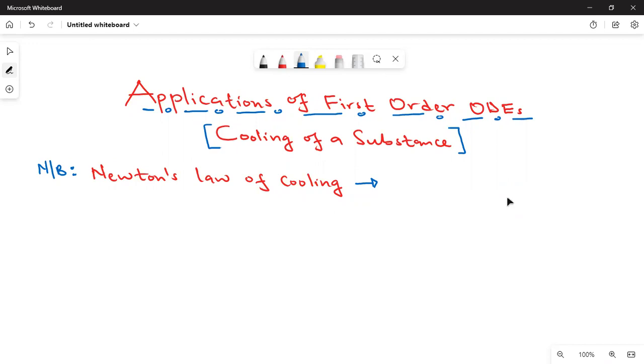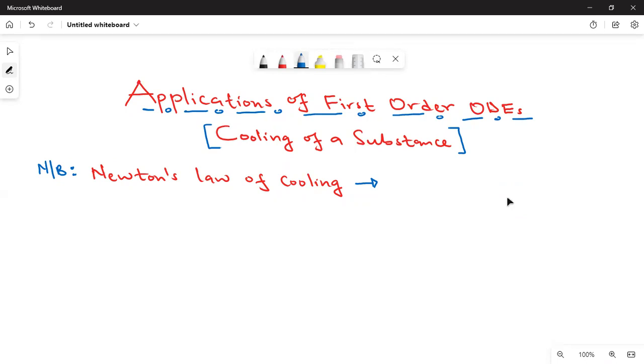Today we are going to look at the applications of first order ODEs of first degree. And in particular, we are going to look at the cooling of substances. Now, when you talk of cooling, it is a process that is governed by Newton's law of cooling.